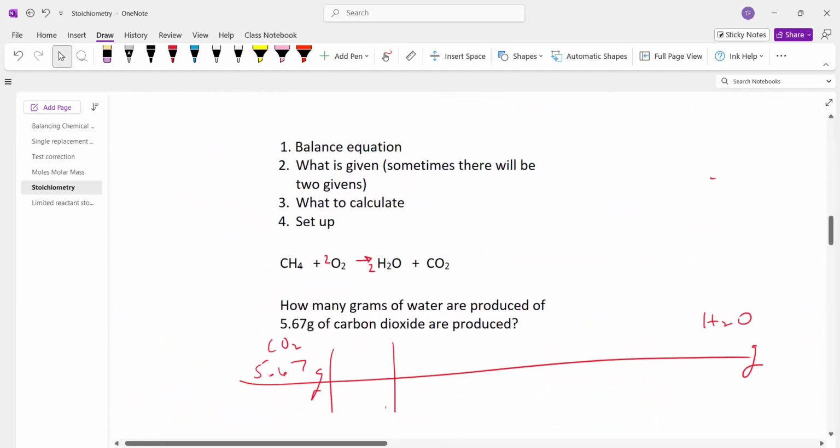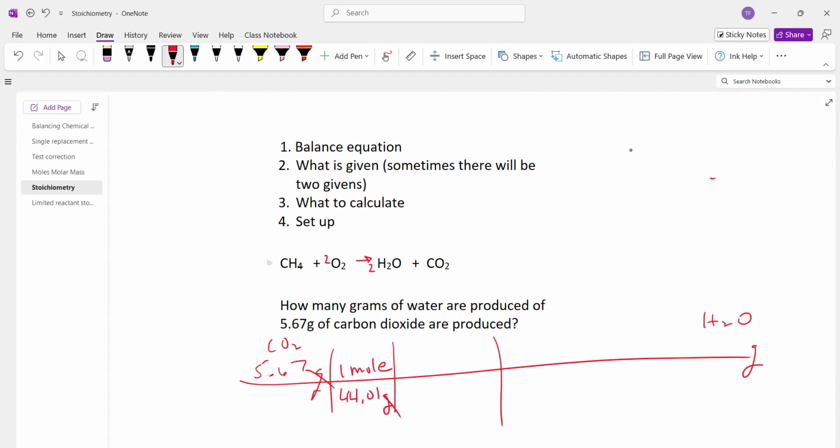Okay, so 4401. That gets us moles of carbon dioxide. Now we need the ratio from the balanced equation of carbon dioxide and water, and that's going to be a 1-to-2 relationship. Now we have moles.